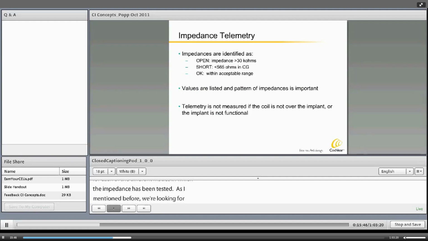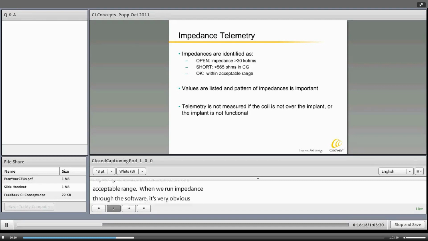As I mentioned before, we're looking for either open circuit or short circuit electrodes. An open circuit electrode is a very high impedance, where there is no resistance to the current that's being delivered, and a short circuit is a very low impedance. The values for those cutoffs are listed here, and anything in between is within the acceptable range.